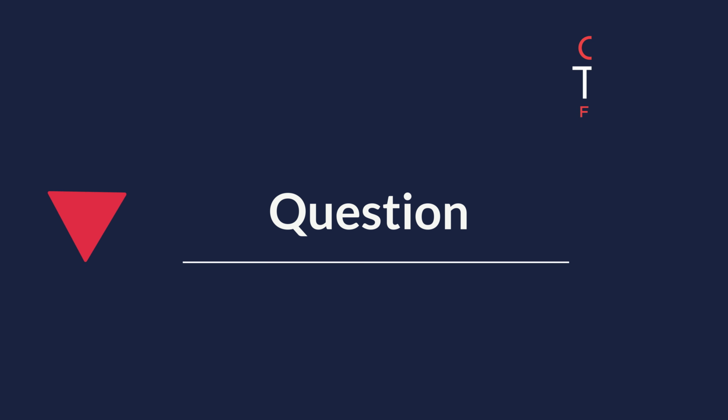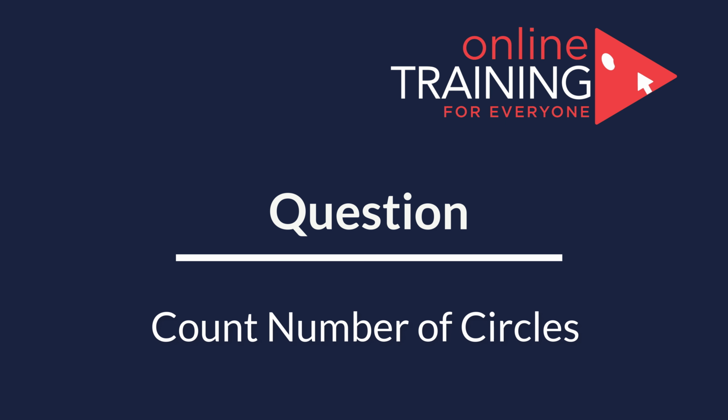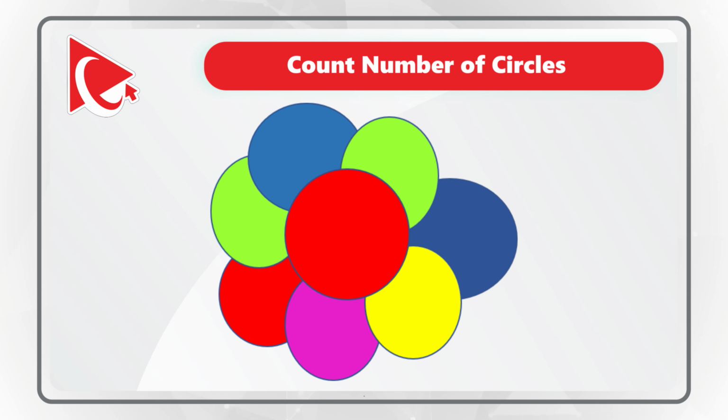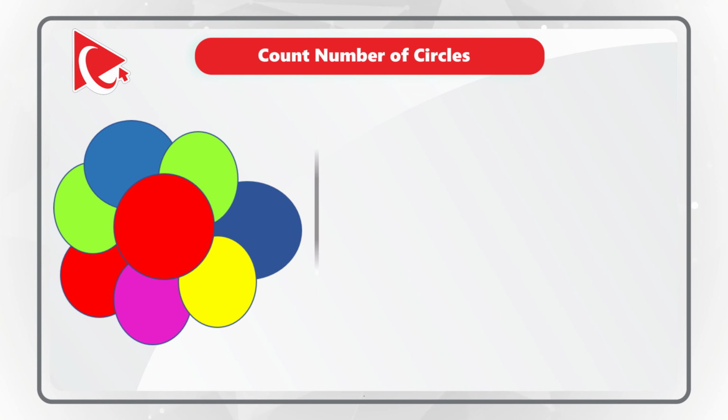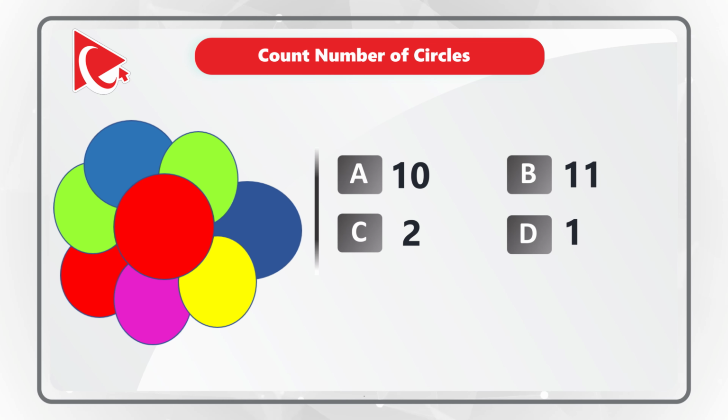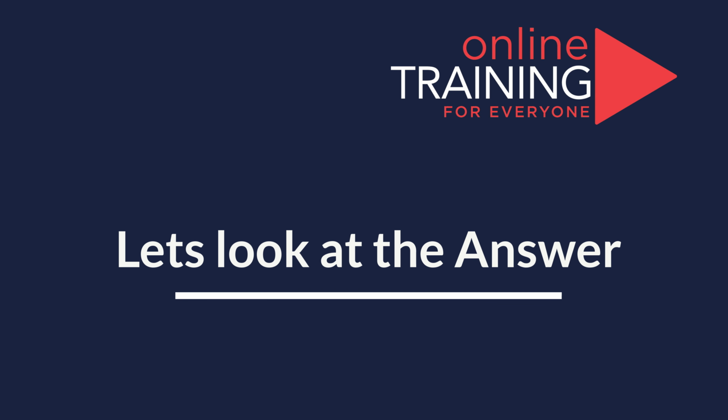In this interesting but tricky question, you need to count the number of circles. You're presented with an unusual shape, and you have 4 different choices based on your selection. Choice A, 10 circles. Choice B, 11 circles. Choice C, 2 circles. And choice D, 1 circle. Give yourself a little bit of time to see if you can count correctly. Did you figure it out?